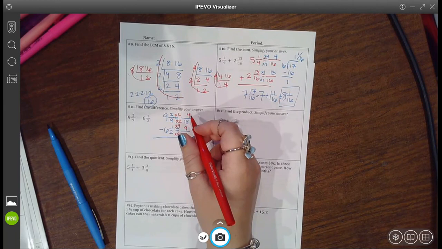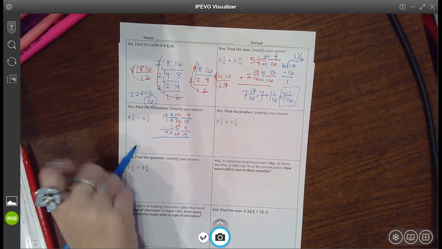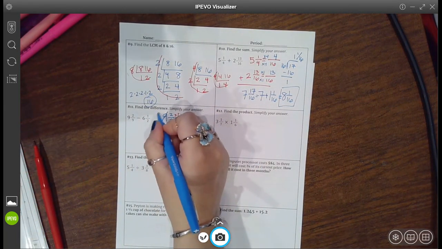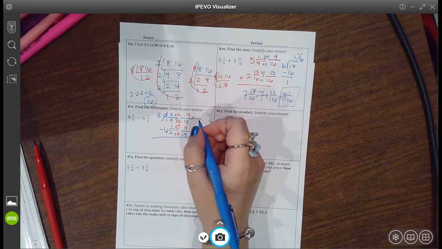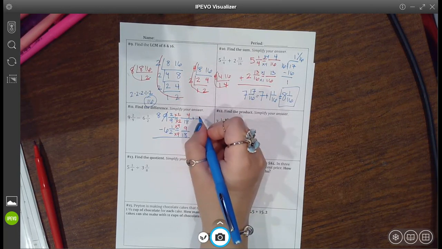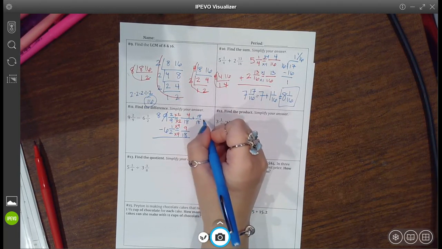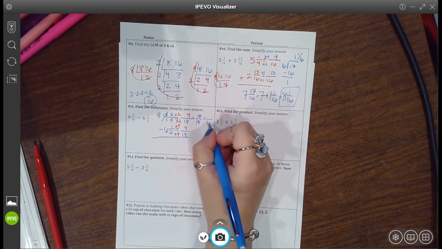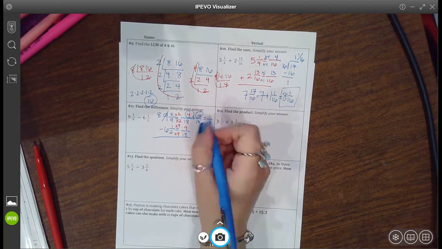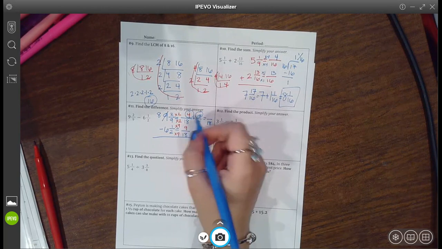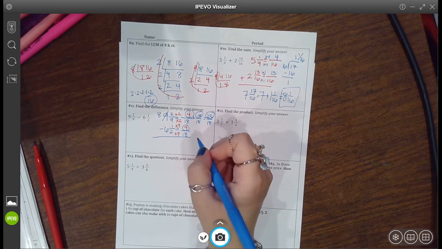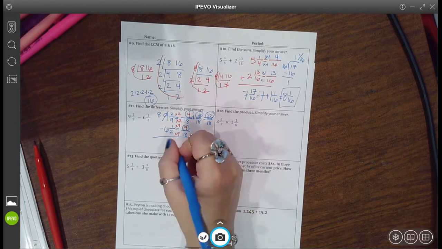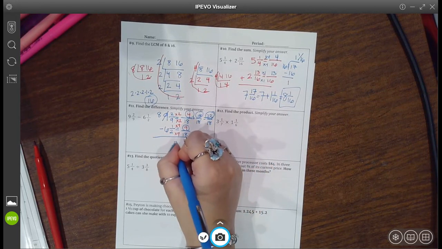Can you take 9 from 4? No, you can't. So I need to borrow from the whole number and add 1 as a fraction. Now, a fraction of 1 is the same number over itself. So I'm going to pick whatever this denominator is over itself, so that way it already has a common denominator and I can combine these numerators. So 18 plus 4 is 22. Now I have a big enough numerator to take 9 away from. And 22 minus 9 is 13 over 18.